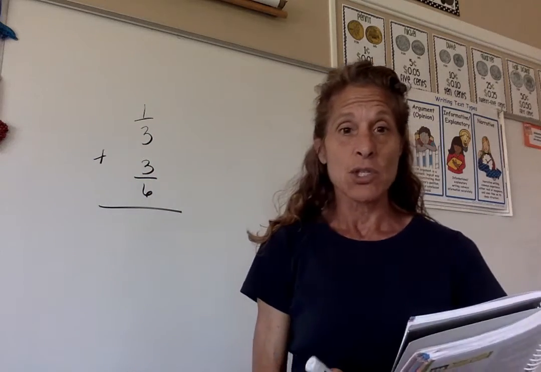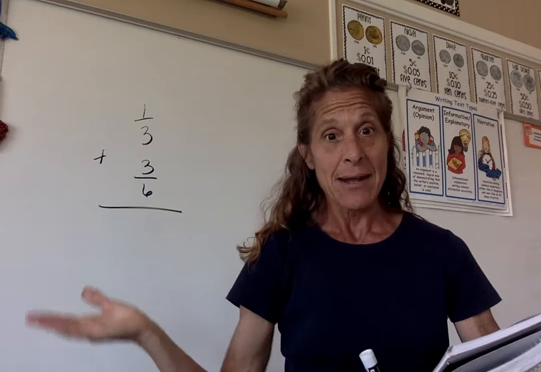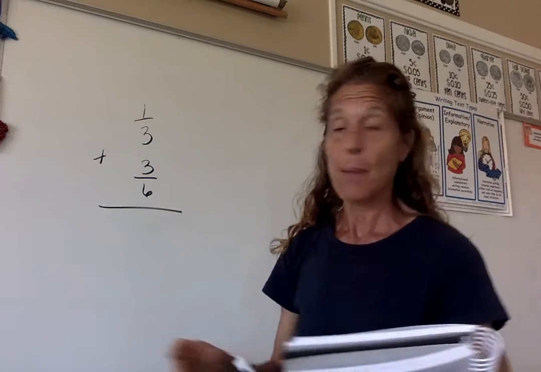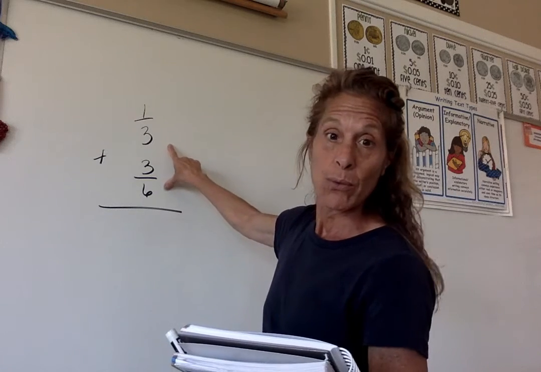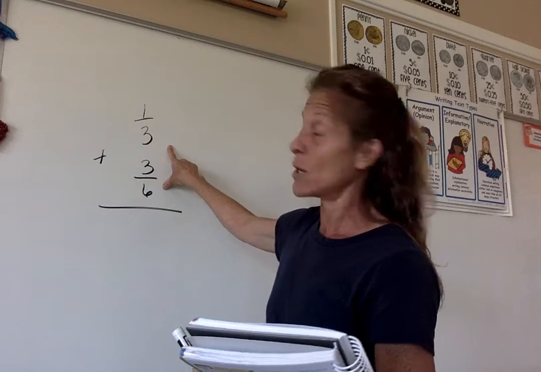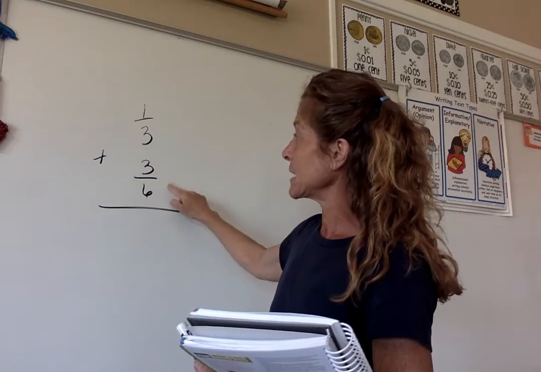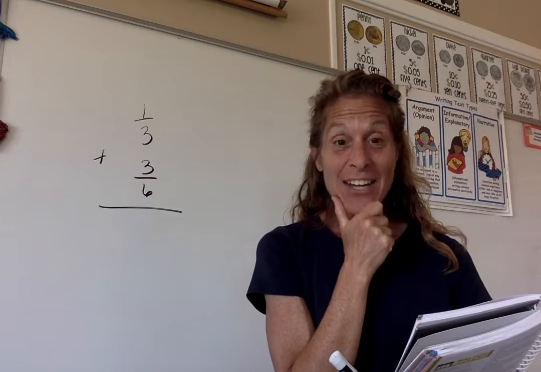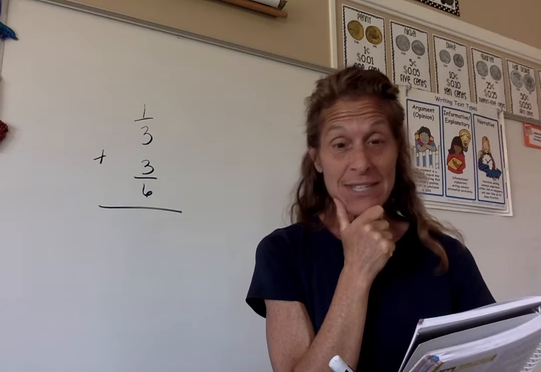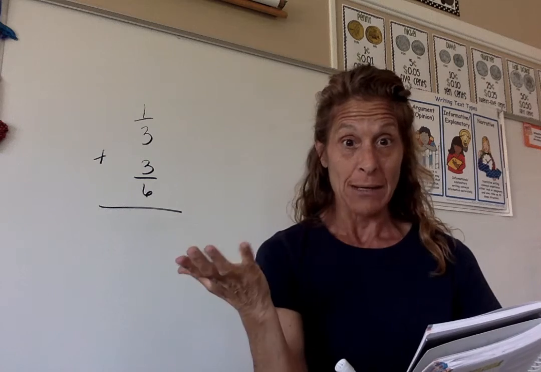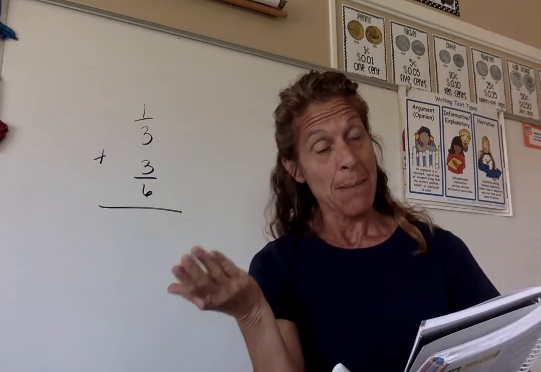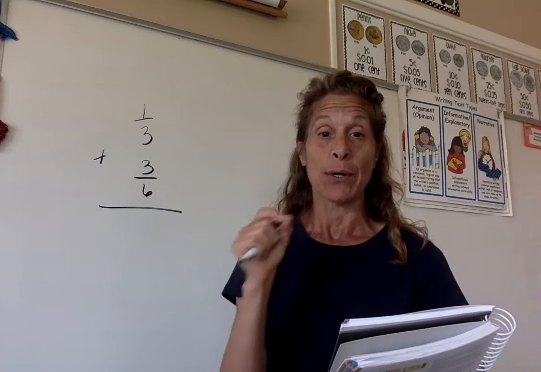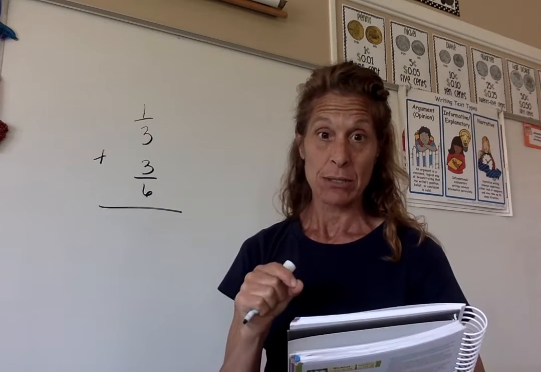Okay, this is a situation where we can't just add straight across or straight down. We have to find a denominator that these both work for. So 1/3 and 3/6. If I know my multiplication, I know that 3 fits into 6 already. I just have to multiply it by 2. So 6 is going to be our common denominator, okay?